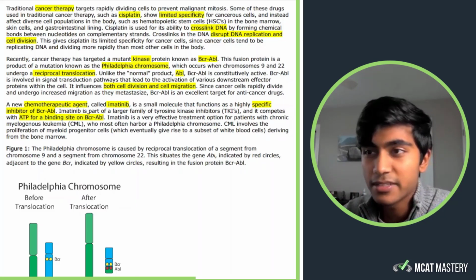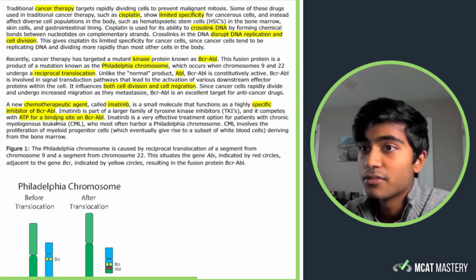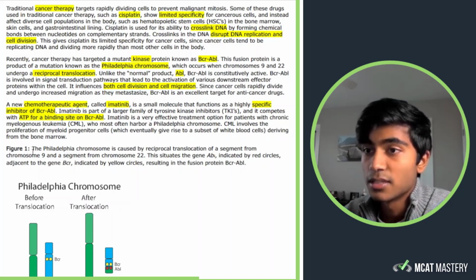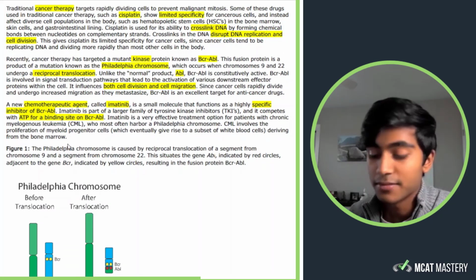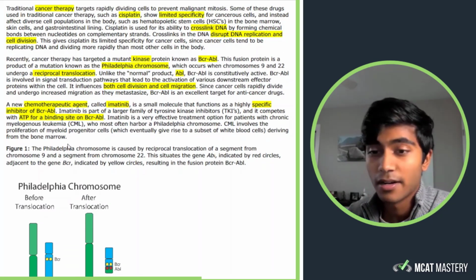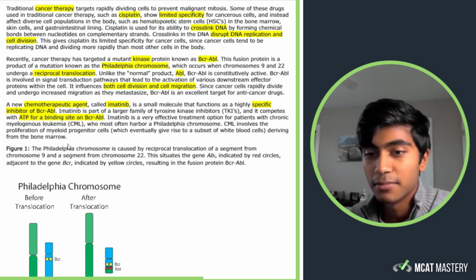That kind of gives you a little bit of insight, but we want to be completely sure, so we'll hold off on that. And CML involves the proliferation of these cells, which give rise to white blood cells derived from the bone marrow. Okay, so now we have all our terms. So you take a pause and think about, all right, we have cisplatin, we have BCR-ABL, we have ABL, and imatinib. These are our four different things that are presented in this passage.